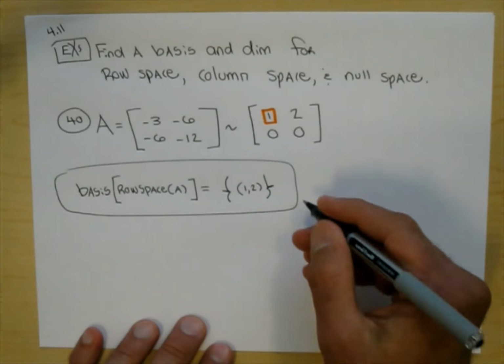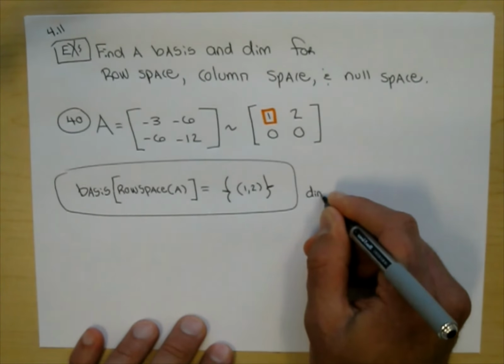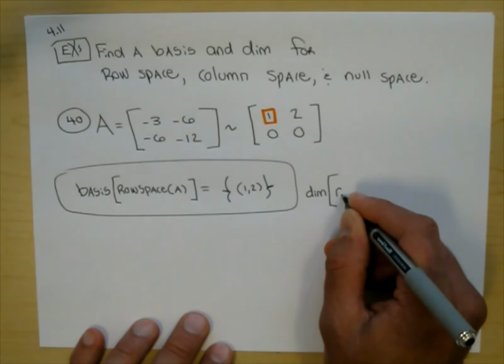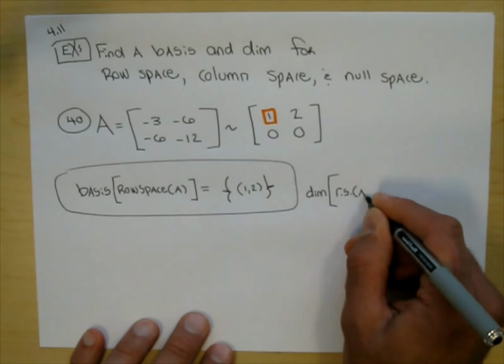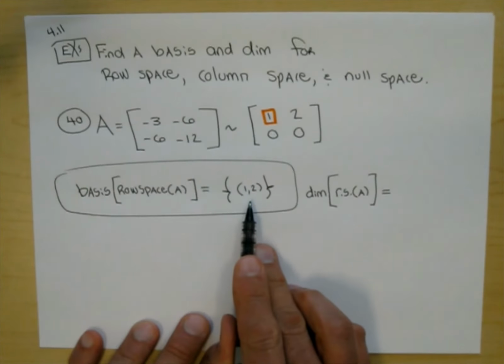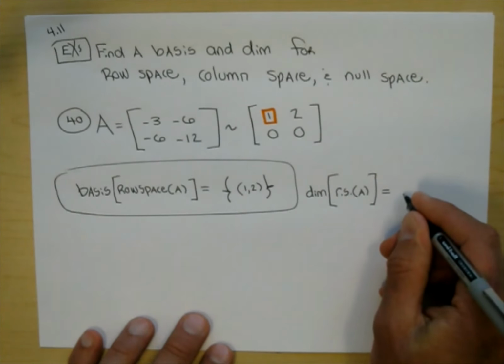They asked me to find the dimension. I'm going to abbreviate row space even more, RS, row space of A. Well, we've just found a basis, and how many are in the basis? Just one vector. So the dimension of the row space is 1.